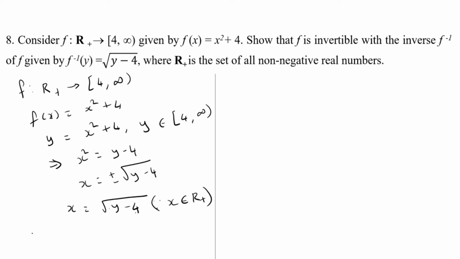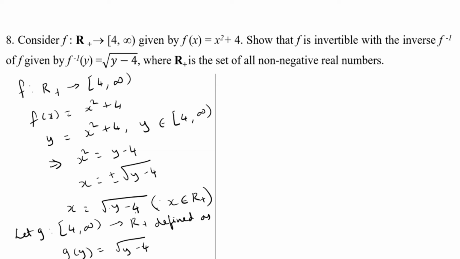Now let us define a function g from [4, ∞) to the set of all non-negative real numbers by g(y) = √(y − 4). Now we will prove that g is the inverse of f by showing that g∘f = Ix and f∘g = Iy, the identity function in x and y.